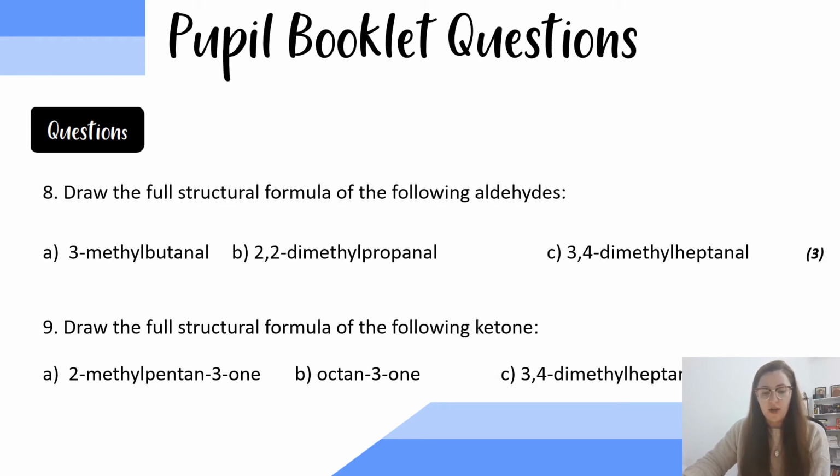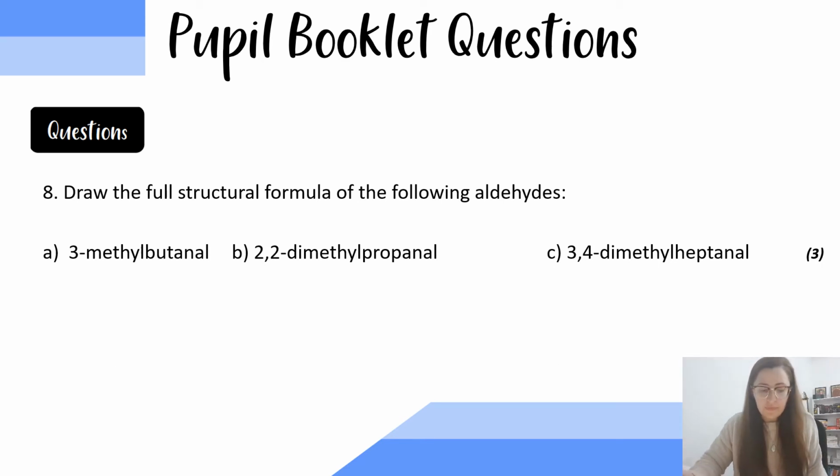For the pupil booklet questions, we have 2 questions. The first one is to draw the structures of some aldehydes, and the second is to draw structures of ketones. I'm going to go through those questions and the answers to them just now, so if you could pause the video just now and attempt the questions, and then you can follow through the solutions with me. Our first question: draw the full structural formula of the following aldehydes, and the first one is 3-methylbutanal.